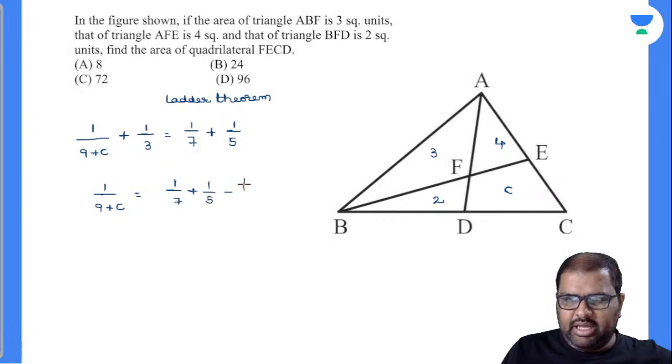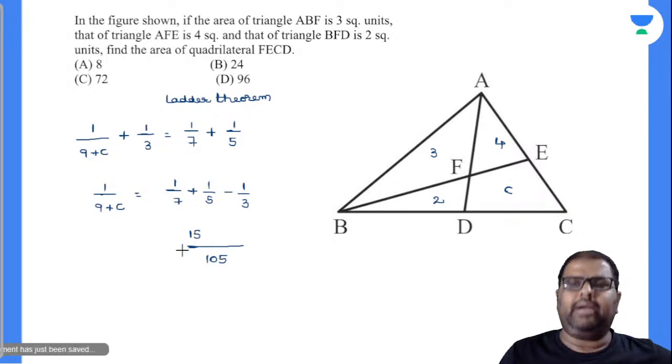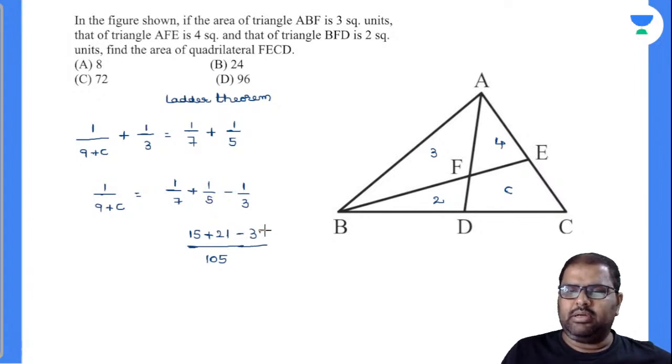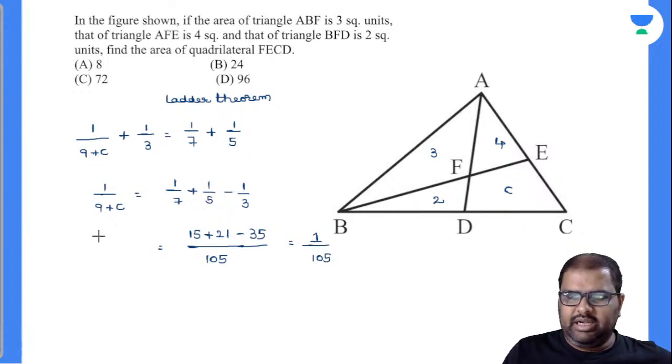So 7, 5, 3 are prime numbers. So LCM will be how much? 5 3s are 15. 105 will be LCM. So 7 15s are 105, am I right or wrong? Yes. 5 21s are 105, yes, minus this is how much? 3 35s are 105. 21 plus 35 is how much? 56, minus 35 will be 1. So it is 1 divided by 105. This side it will be 1 by 9 plus C.